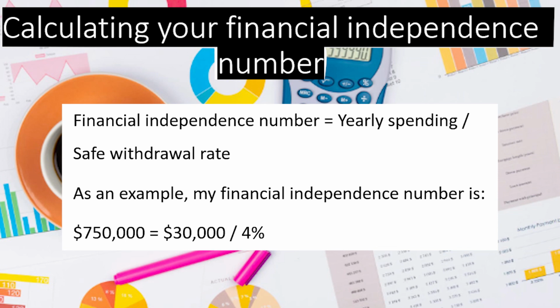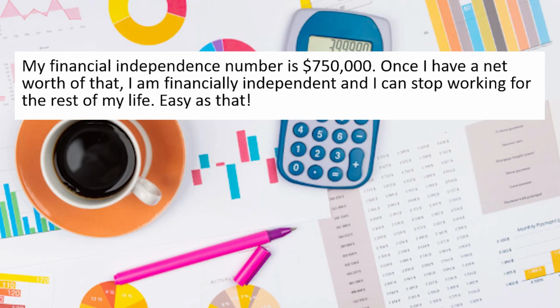As an example, my financial independence number is $750,000, equal to $30,000 divided by 4%. Once I have a net worth of that, I'm financially independent and I can stop working for the rest of my life. Easy as that.